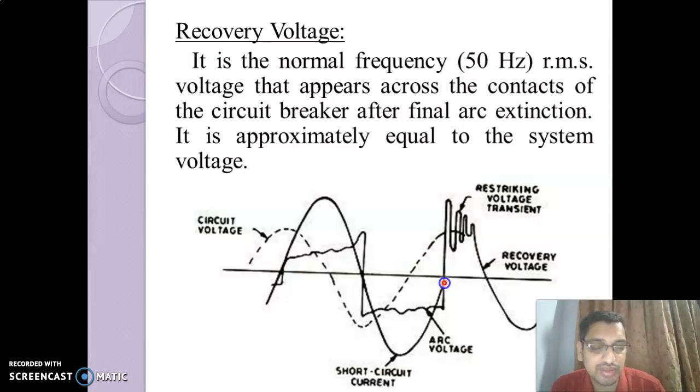The voltage that appears across the contacts during the arcing period, which starts from the fault occurrence time and lasts up to the recovery point, is the arc voltage. The second one is restriking voltage.